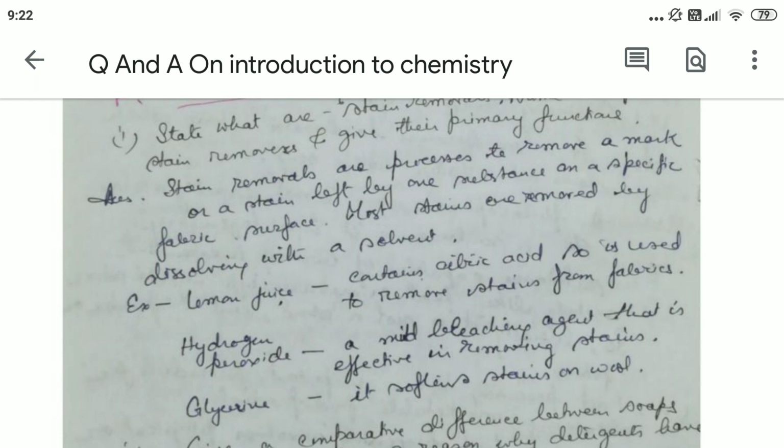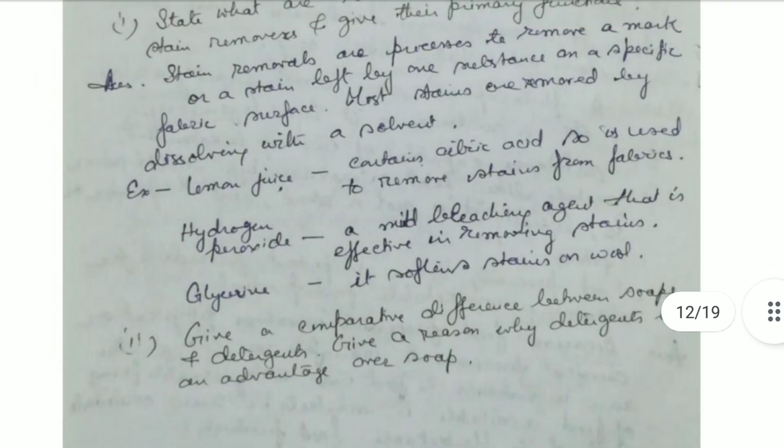Most stains are removed by dissolving with a solvent. So how can we remove that stain? Examples are lemon juice, hydrogen peroxide or glycerine. Three ways are there. First, lemon juice contains citric acid, so it is used to remove stains from fabrics. Then hydrogen peroxide is a mild bleaching agent, and it is effective in removing stains. Glycerine also softens the stains on woolen items, so they can be removed by glycerine.